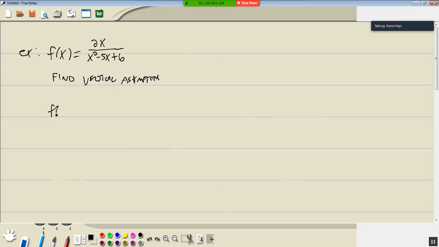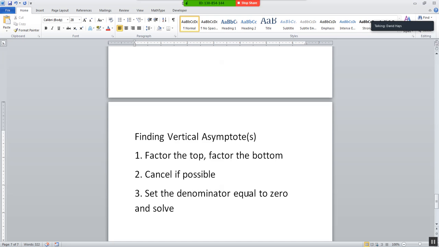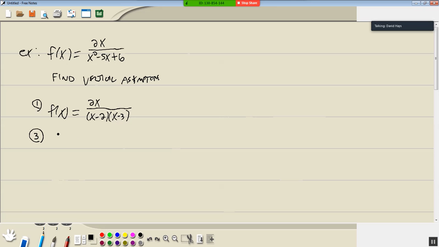Okay, so in this problem, 2x I can't factor, but the bottom can factor using the PSD. It factors as x minus 2 times x minus 3. Now I can't cancel. That was step 1. I can't cancel, so we go to step 3. Step 3 says set the denominator equal to 0 and solve. So we got x minus 2 times x minus 3 equal to 0.